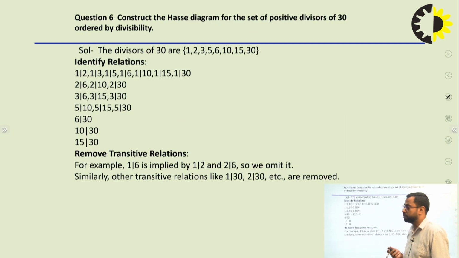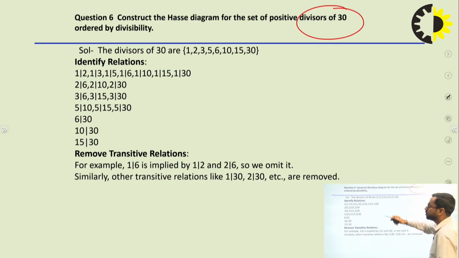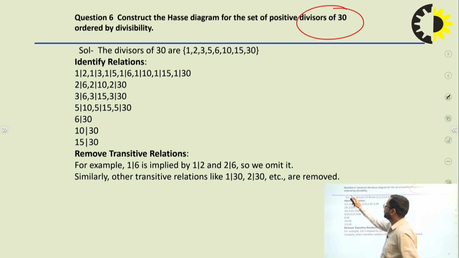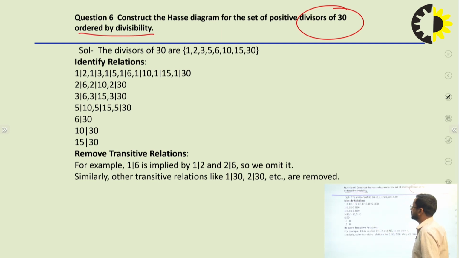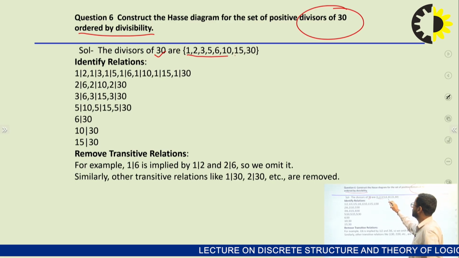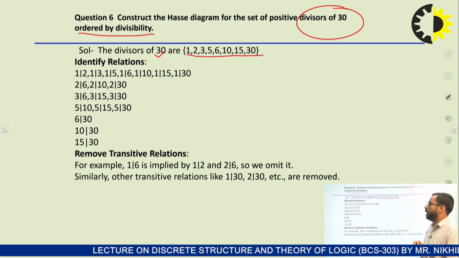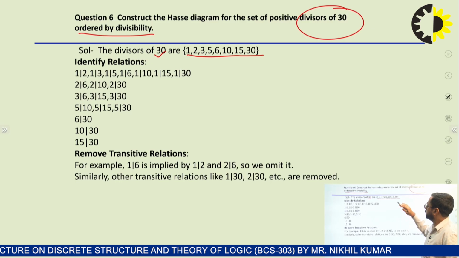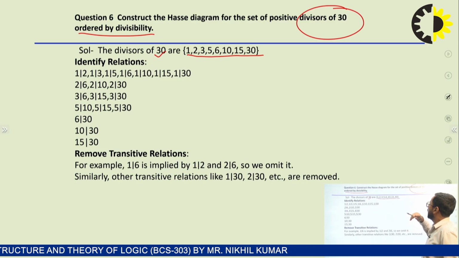We take one more question, that is, we have the divisors of 30. That means how will we prepare it? We have the relation ordered by divisibility. So construct the Hasse diagram for the set of positive divisors of 30. We find all the factors of 30, that is 1, 2, 3, 5, 6, 10, 15 and 30, and we maintain the relation on those elements and prepare the Hasse diagram.